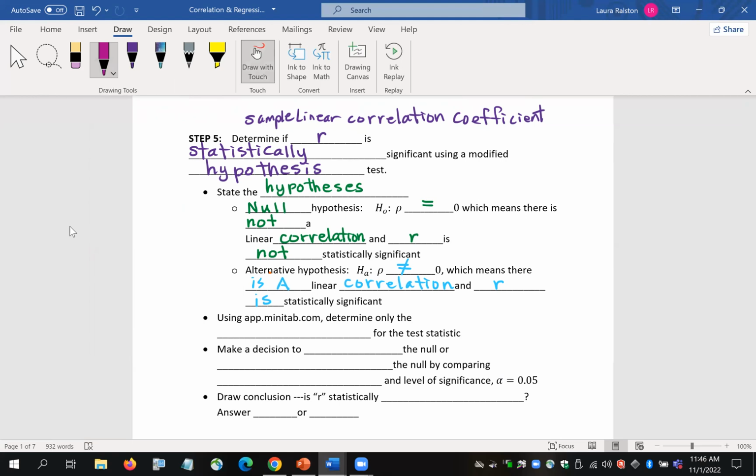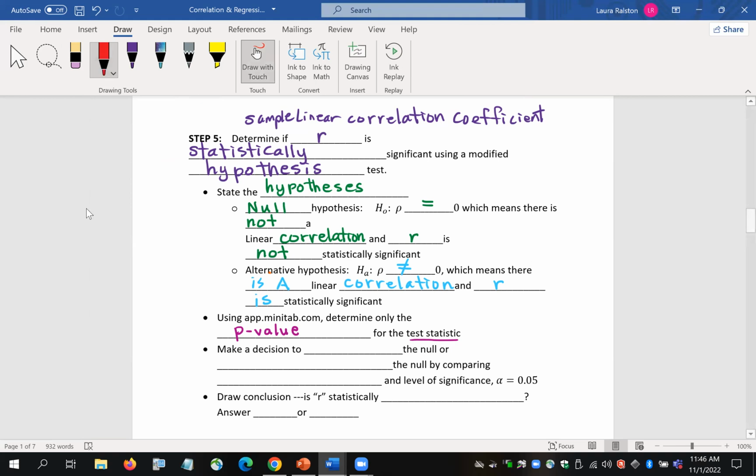Then we're going to use Minitab, and Minitab is going to do the test for us. And I'm trying to remember which test it is. I'll have to look when we go into Minitab because I don't remember. Determine only the p-value. I don't really need the test statistic here. All I really need is the p-value for the test statistic. Now, if you record the test statistic, I'm not going to get upset, but you don't need it. All you need is the p-value.